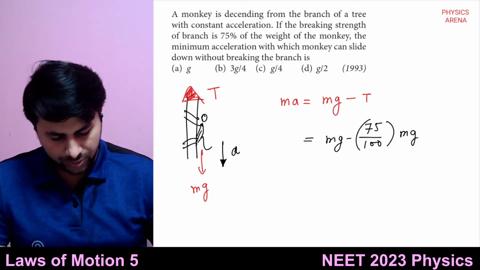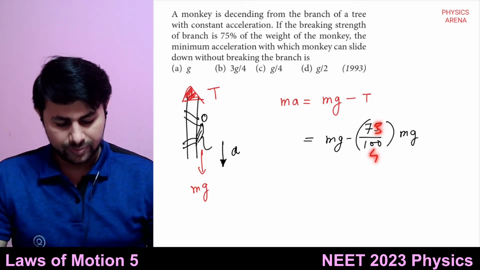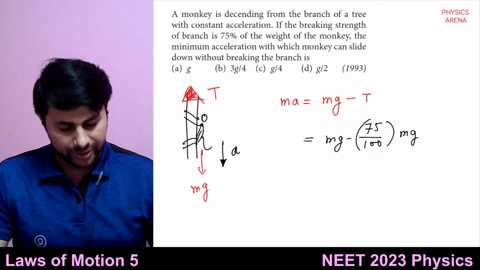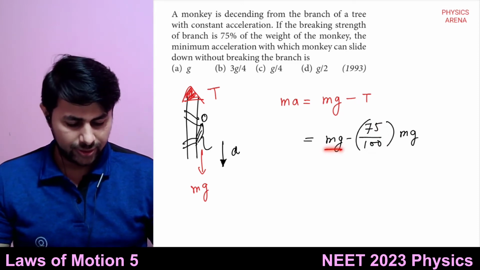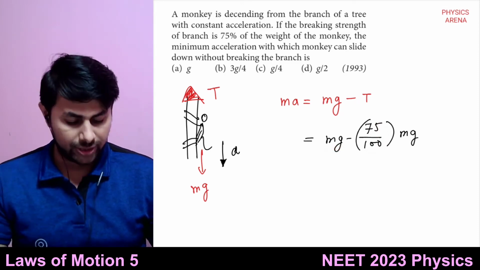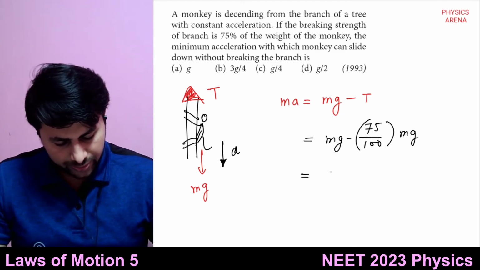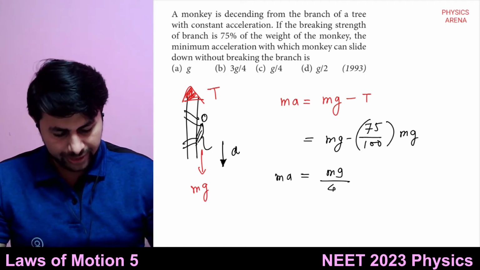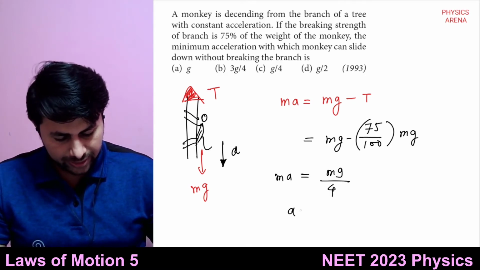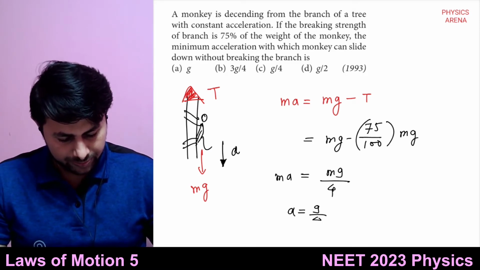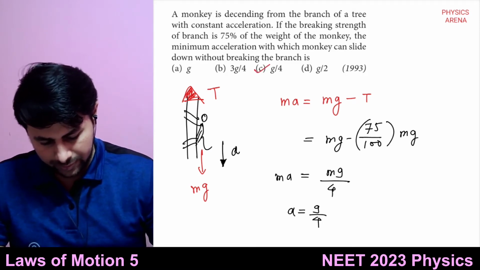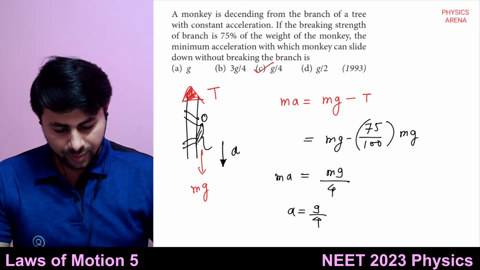So this is 3 by 4, right? 75 by 100 is 3 by 4. So 1 minus 3 by 4 is 1 by 4, right? So this will be equal to mg by 4 is m times a. M gets cancelled. What's the answer? a is equal to g by 4. Next question.